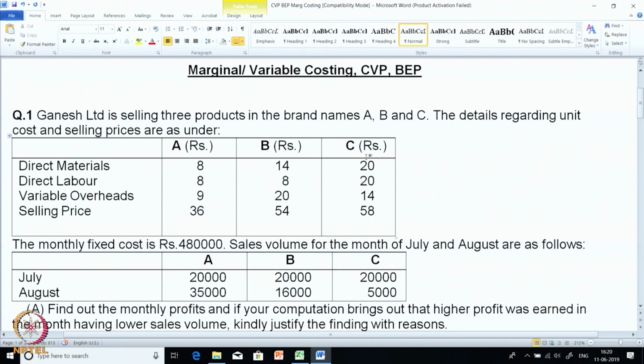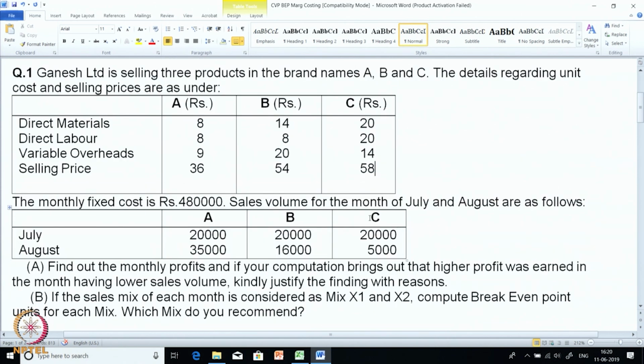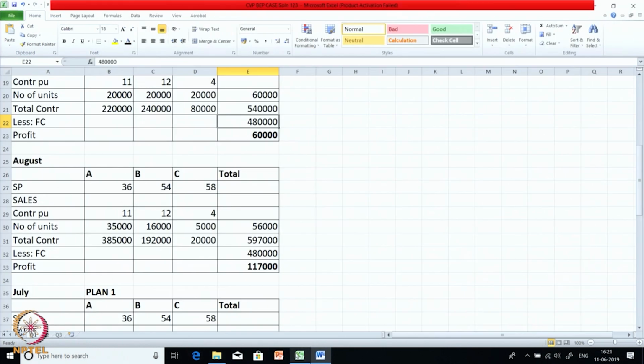So, there are 3 products of Ganesh Limited. They have given us variable cost as well as the selling price, then monthly fixed cost which is 4,80,000, and they have also given us 2 sales mixes. In the month of July it is 20,000, 20,000, 20,000, and in the month of August 35, 16 and 5. In A part of the question we were asked to calculate the monthly profits and comment if a month with lower sales can have higher profits. So, what is the profit figure for the month of July?